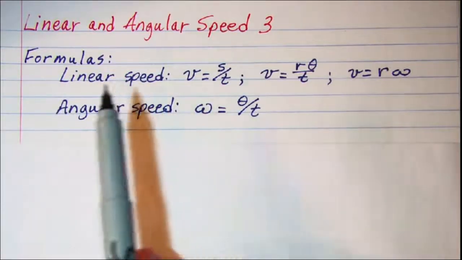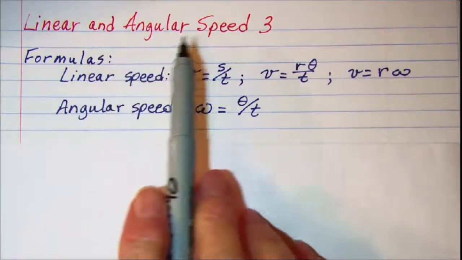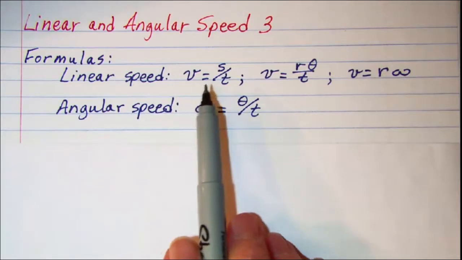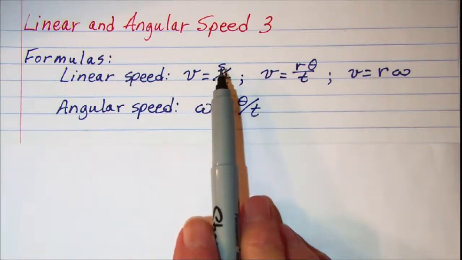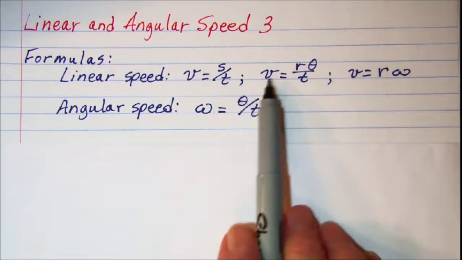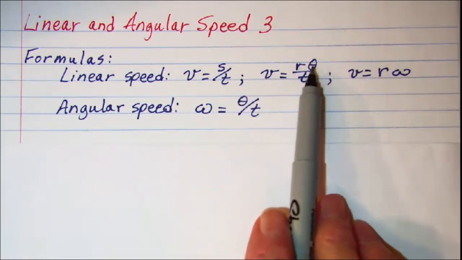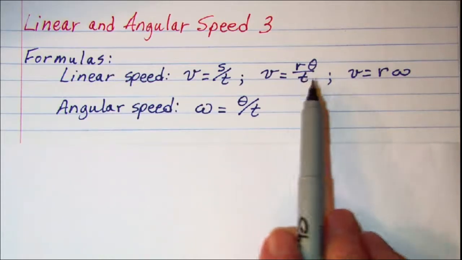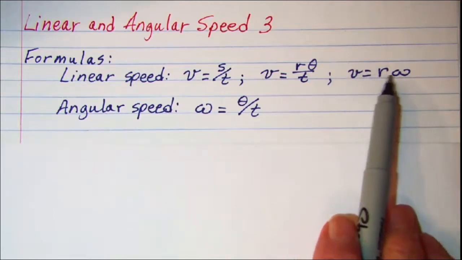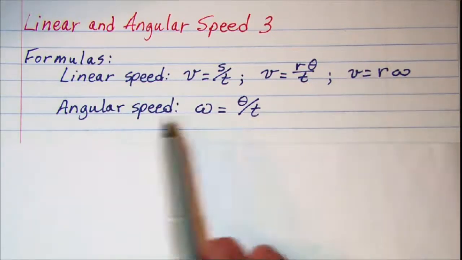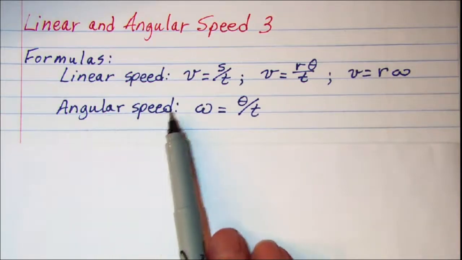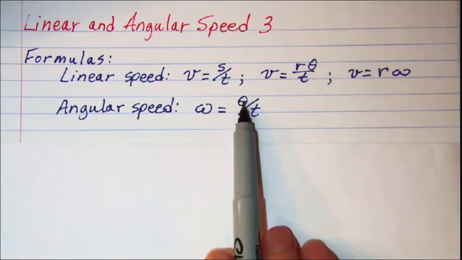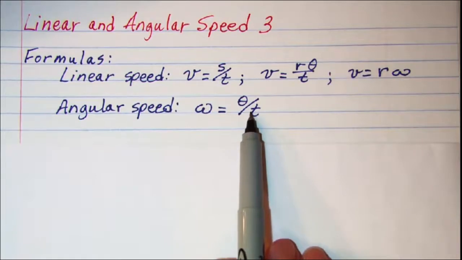In this video, we'll be doing another problem involving linear and angular speed. The formulas that we've learned so far for linear speed: velocity is equal to the distance along the arc of a circle per unit of time. Velocity is equal to the radius of the circle times the measure of the central angle in radians per unit of time. And velocity is equal to the radius times the angular velocity. Then our formula for angular speed, or angular velocity, is omega is equal to the measure of the central angle in radians per unit of time.